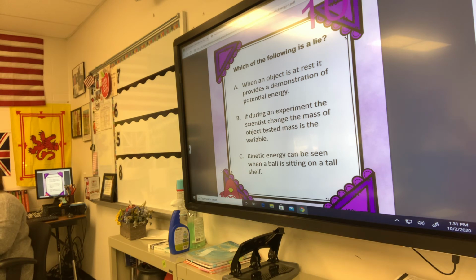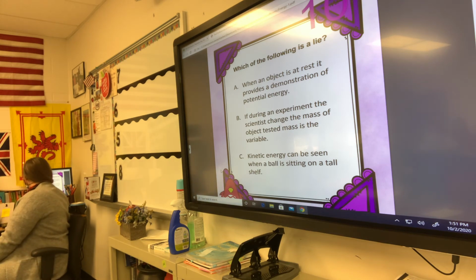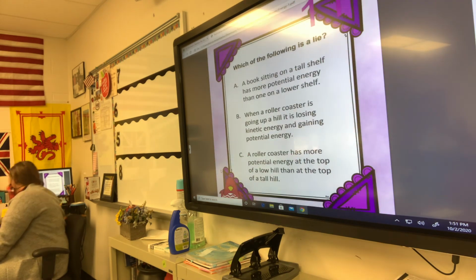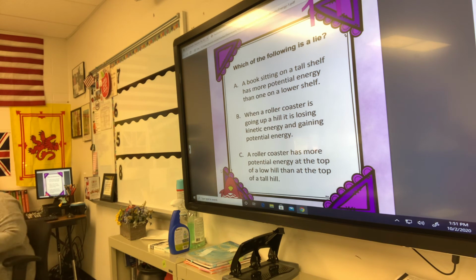If a ball is sitting on the top of a shelf, potential energy. Very good. Right, the potential energy. I'm surprised. Okay, 11. We're almost through this. You guys have impressed me, so I'm thinking someone in the next couple of questions has to get one wrong.